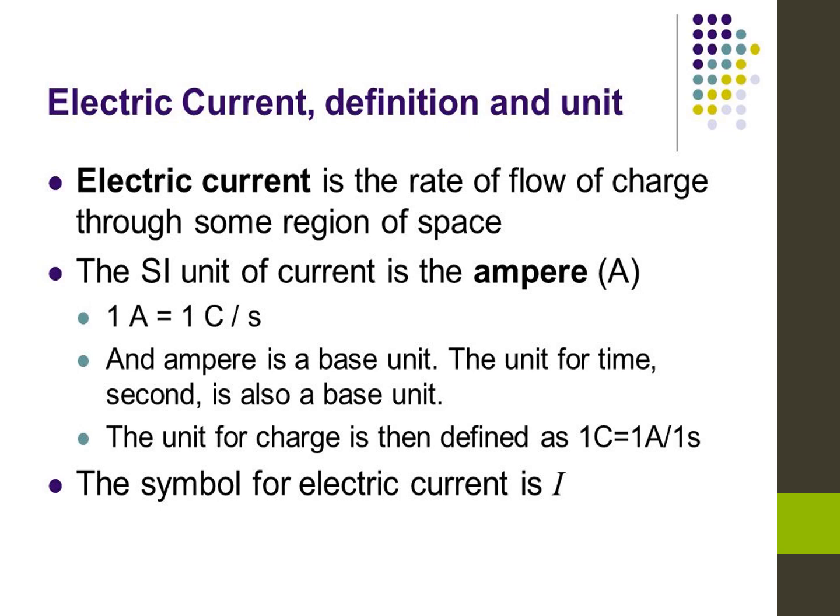The symbol for electric current is I. What is the symbol of electric current? I. What is the SI unit of electric current? Ampere. What is electric current? The electric current is the rate of flow of charge through some region of space. Flow of charge. Current is formed by moving electrons from higher concentration to lower concentration.